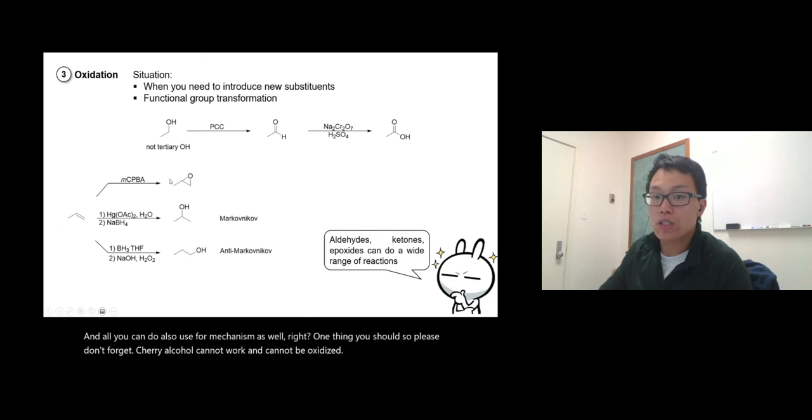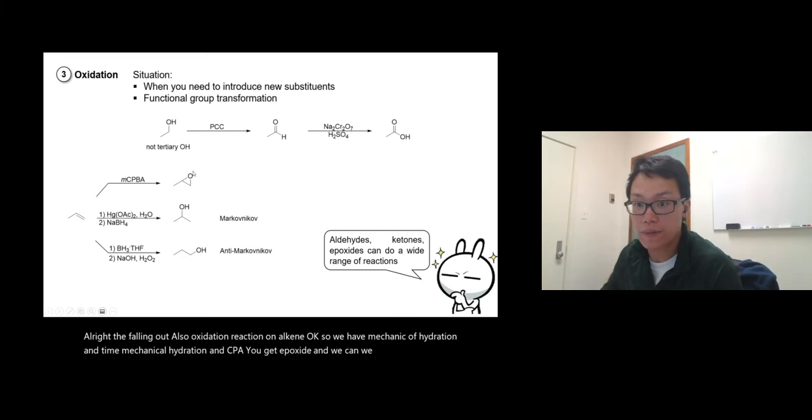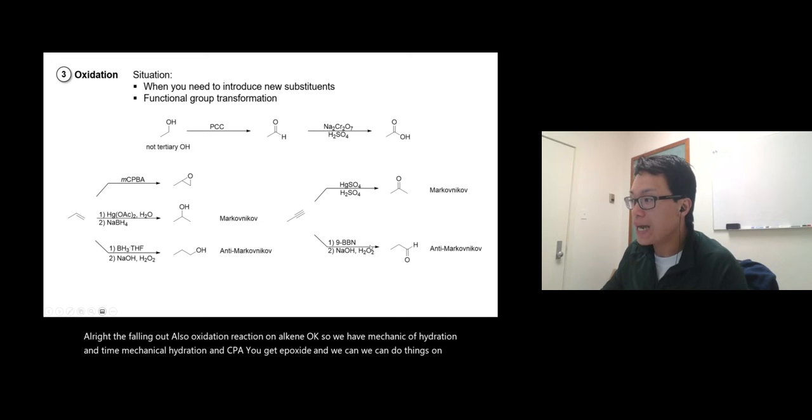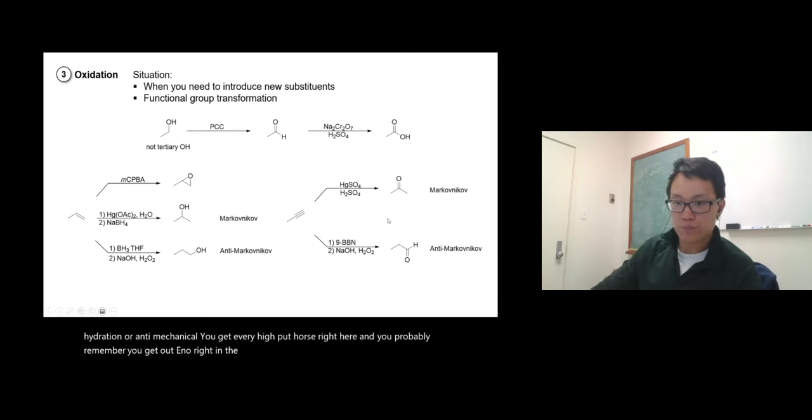All right, the following are also oxidation reactions on alkene. We have Markovnikov hydration, anti-Markovnikov hydration, and mCPBA, where you get epoxide, and we can do things on epoxide. Alkyne can be oxidized as well. You get either a ketone with Markovnikov hydration or, with anti-Markovnikov, an aldehyde. Put OH right here, and you probably remember you get an enol, which tautomerizes to aldehyde or ketone.